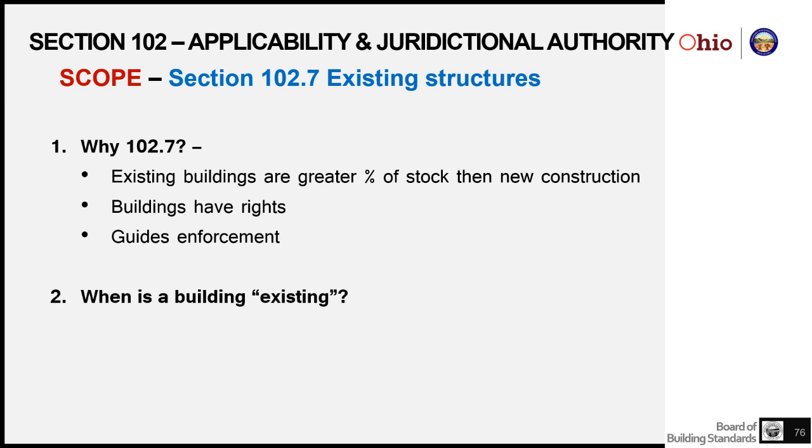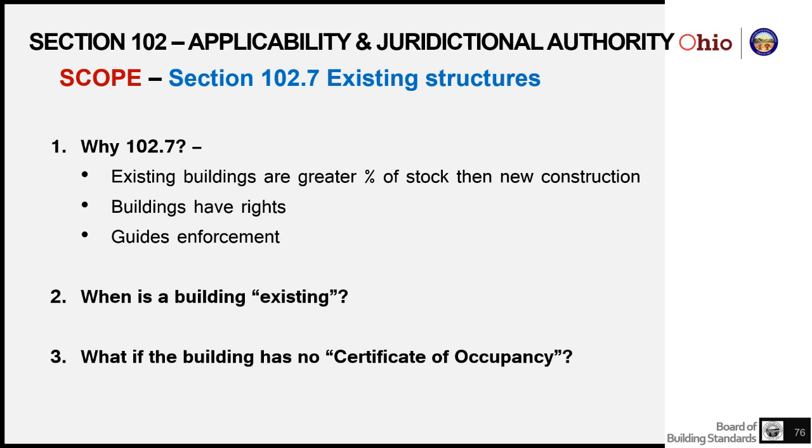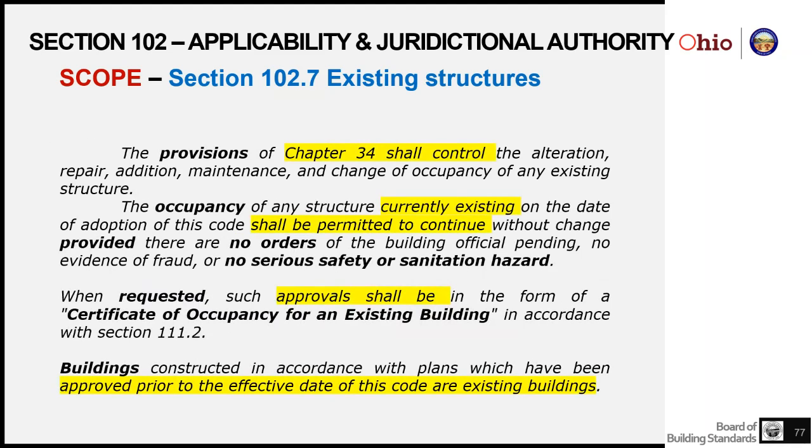One of the big questions that comes out is, when is a building considered an existing building? And what if a building doesn't have a certificate of occupancy? Those things are all addressed in here. It's a good starting point to address those things. So you'll see that the provisions of Chapter 34 shall control any work on an existing building. Notice that new construction is not listed there. It is alteration, repair, addition, maintenance, and change of occupancy. You've got to go to Chapter 34, and that will start breaking down what parts of that construction have to comply with the requirements for new construction.